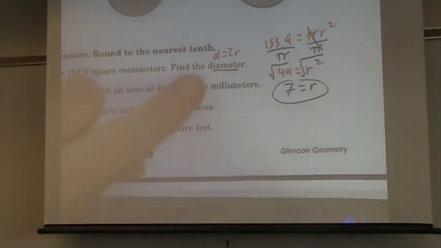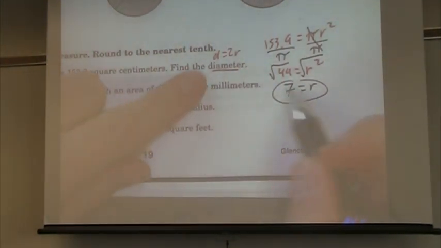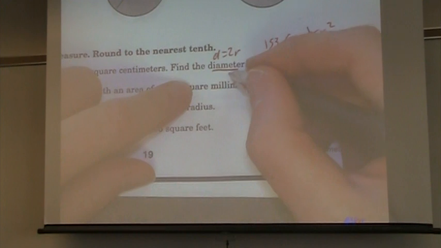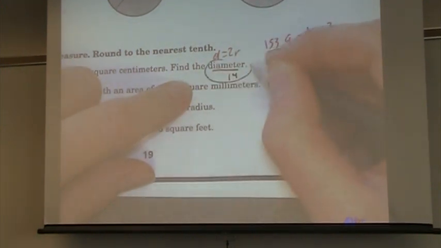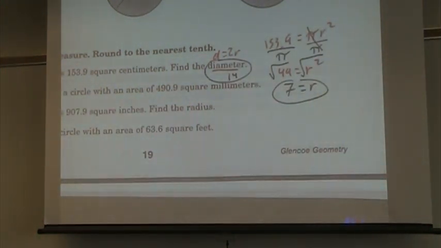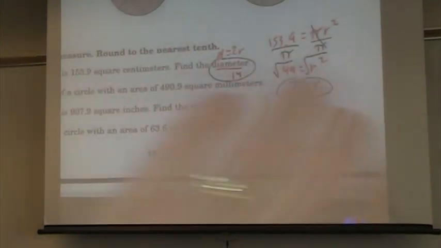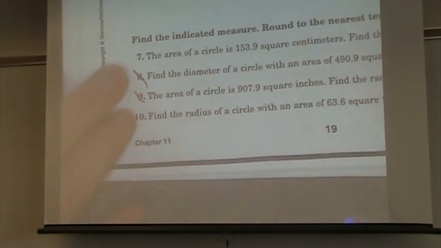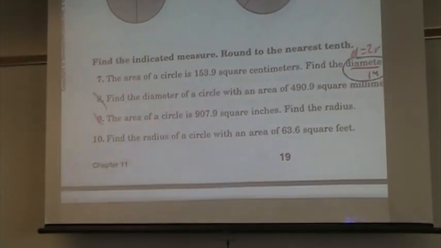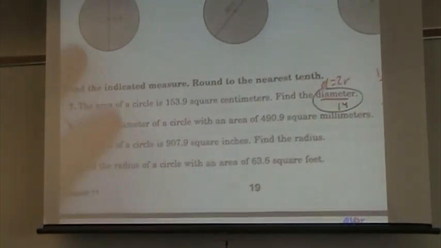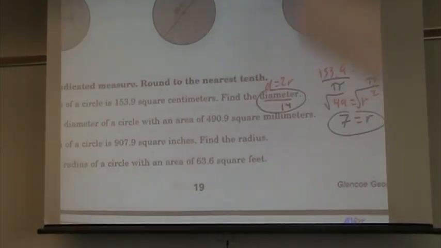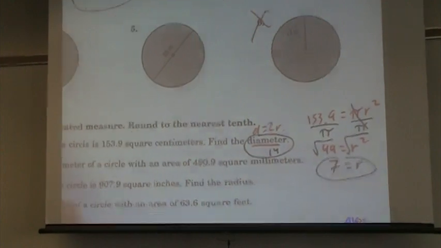Am I done? No, not quite yet. I need to find the diameter. So I double the radius and get my diameter. So my diameter equals 14. Done. That's it. And remember we crossed out 8 and 9. And up top, let's just cross out number 6. There you go. Make the page a little easier for you.